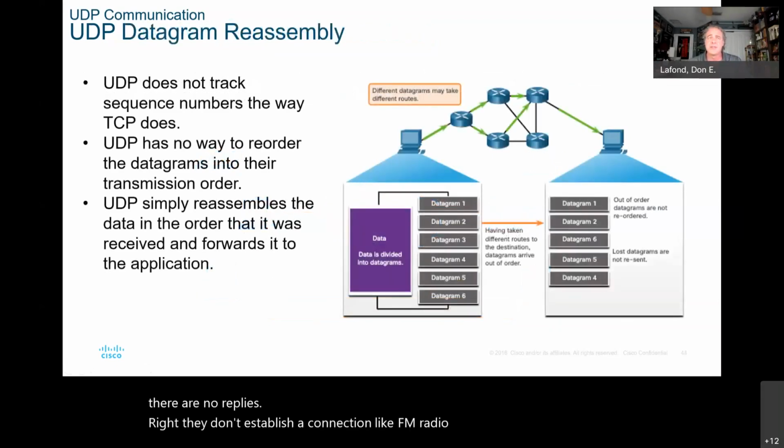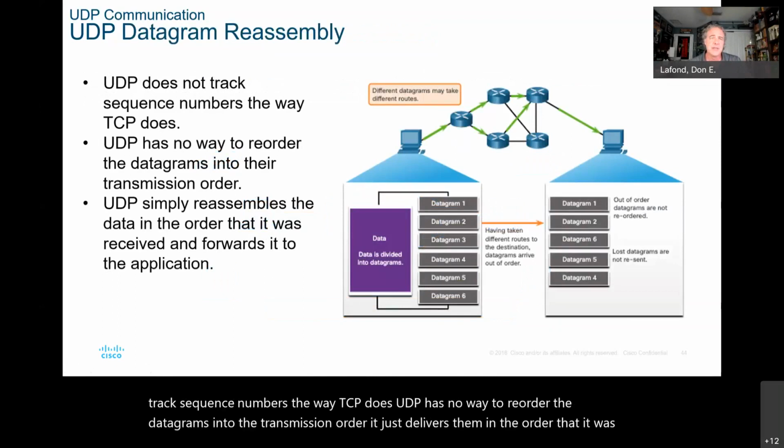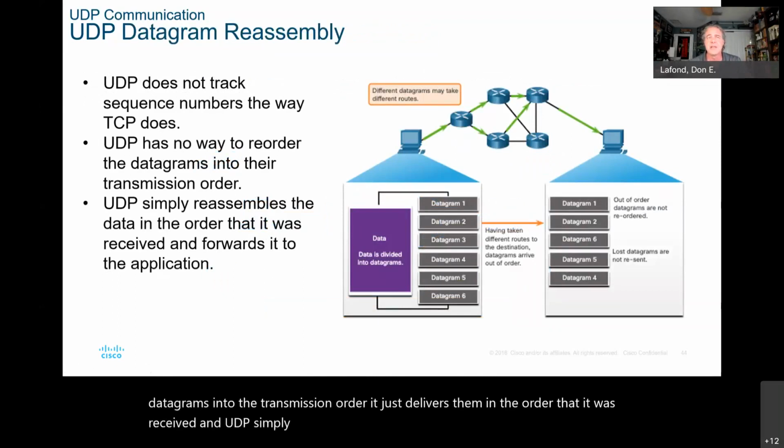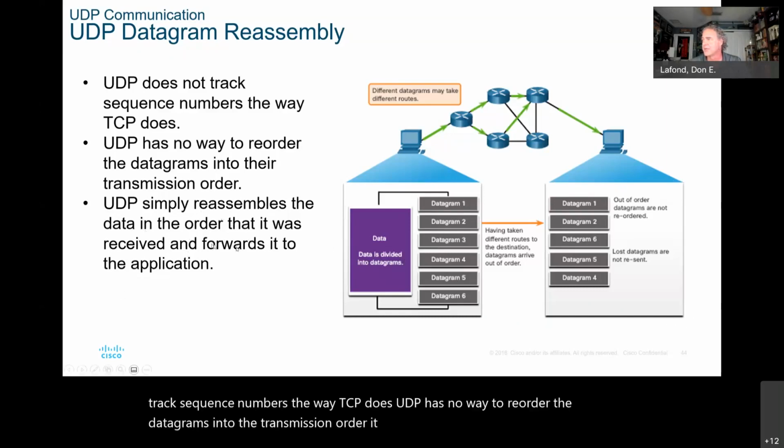So UDP does not track sequence numbers the way TCP does. UDP has no way to reorder the datagrams into the transmission order. It just delivers them in the order that they were received. And UDP simply assembles the data in the order that it was received and forwards it to the application. So it shouldn't say reassembles. It should say it just assembles.